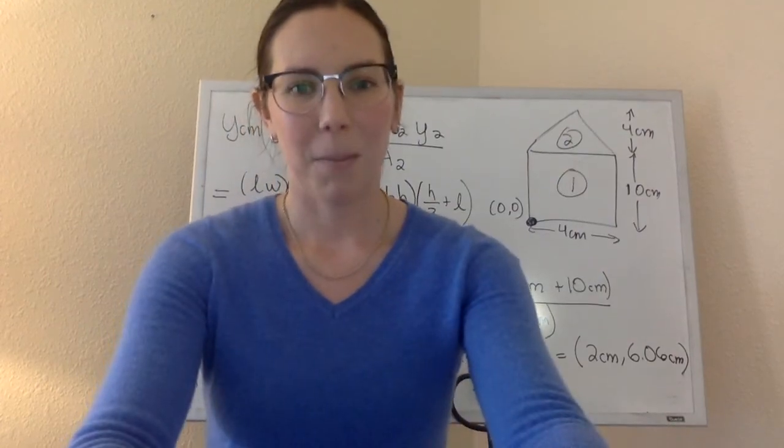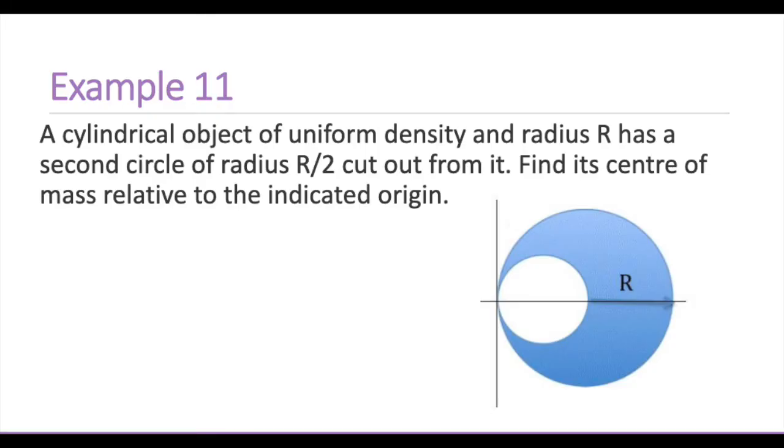All right, one more example. A cylindrical object of uniform density and radius r has a second circle of radius r over 2 cut out from it. Find its center of mass relative to the indicated origin.